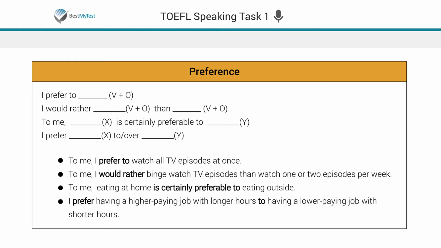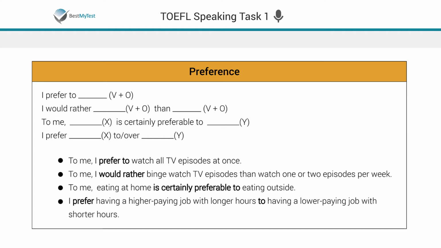Okay, so let's look at some examples. To me, I prefer to watch all TV episodes at once. You see, right after to, we've got a verb there. The next one, to me, I would rather binge watch TV episodes than watch 1 or 2 episodes per week. Next one, to me, eating at home is certainly preferable to eating outside. Now, a minute ago I said you've got to put a noun here, right? But eating at home, that's a gerund, and that is acting as a noun. It's a verb acting as a noun.